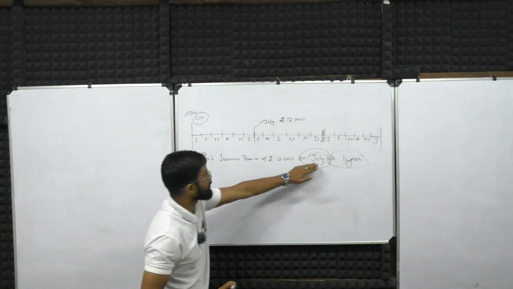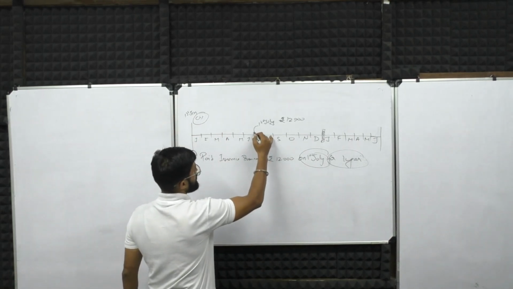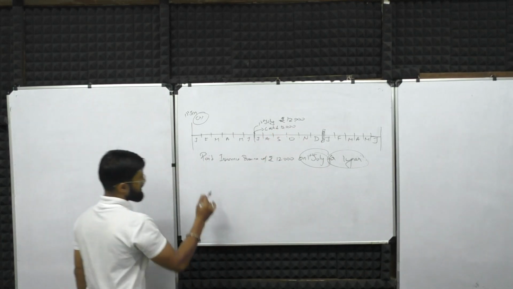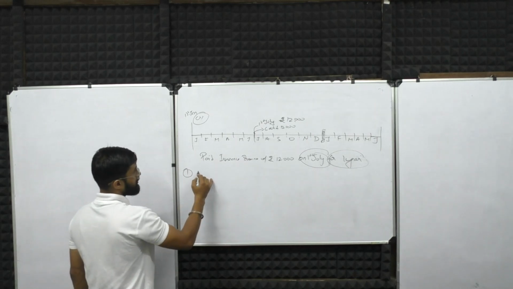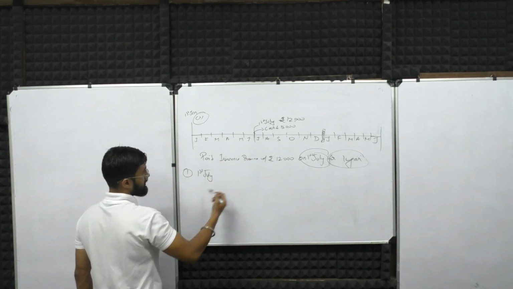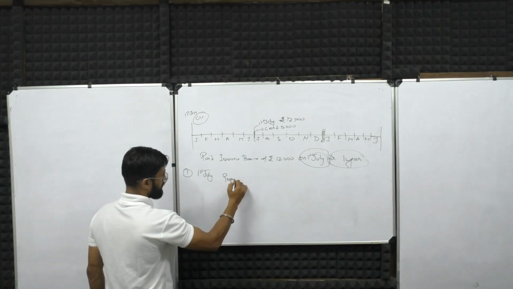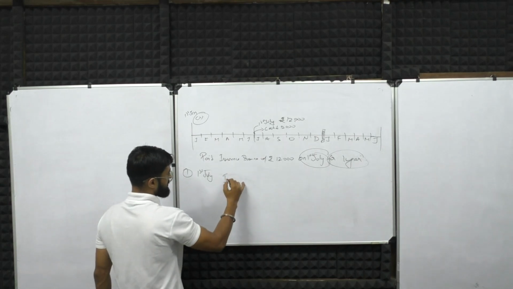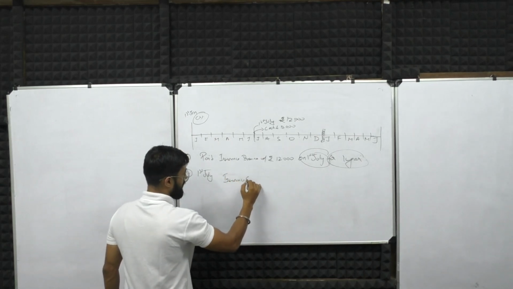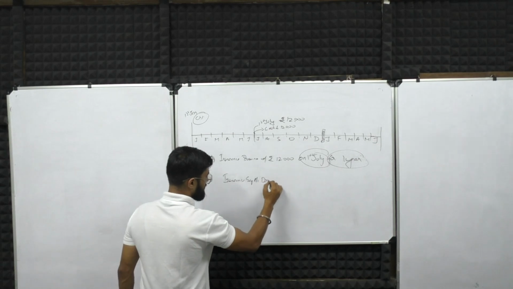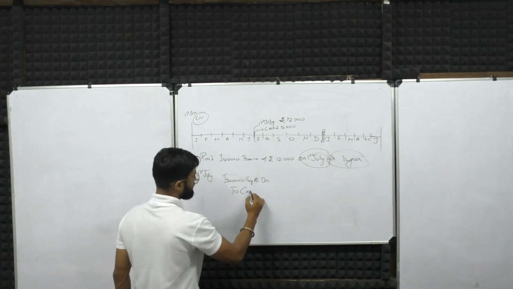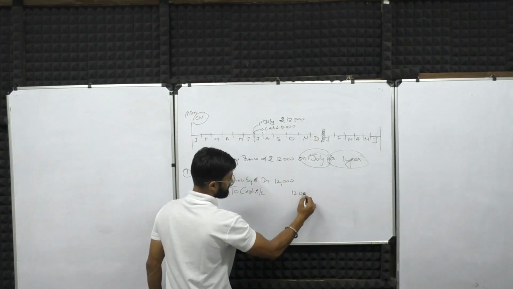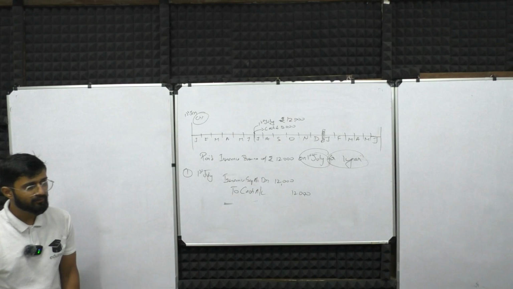12 months. Of how much rupees? Journal entry on 1st July: insurance expense account debited, to cash. How much? 12,000.